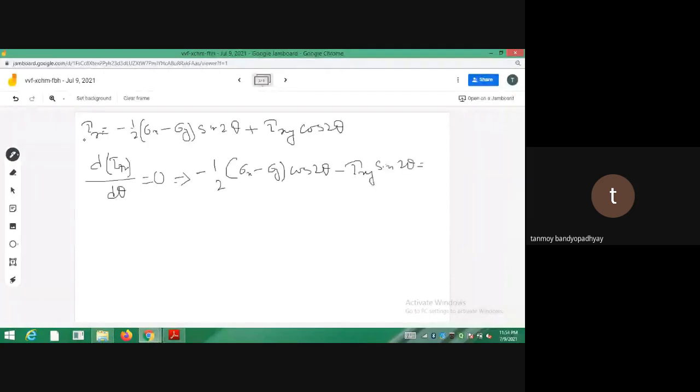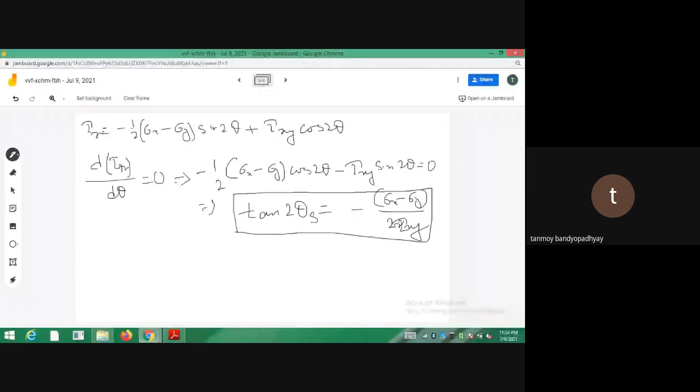So what should I have? Now these planes I am calling theta s. So tan 2 theta s should be equal to minus of sigma x minus sigma y divided by 2 tau xy. These planes that carry the maximum shear stresses we denote using theta s. Again you can see that tan 2 theta is negative, so it can lie either in the second quadrant or the fourth quadrant. So either numerator negative and denominator positive, or denominator negative and numerator positive.